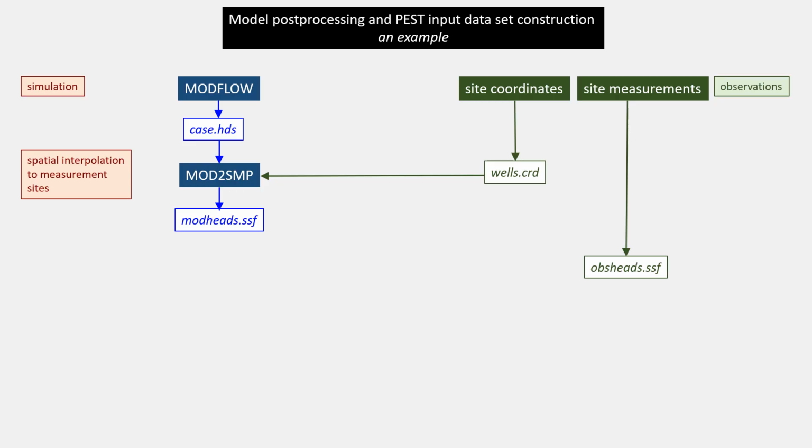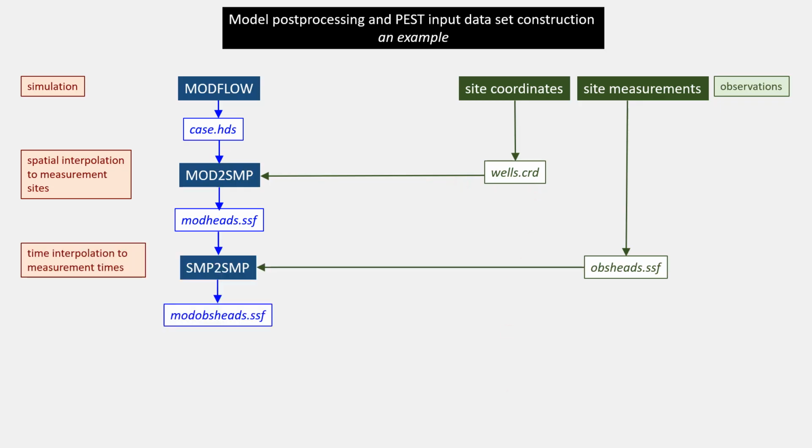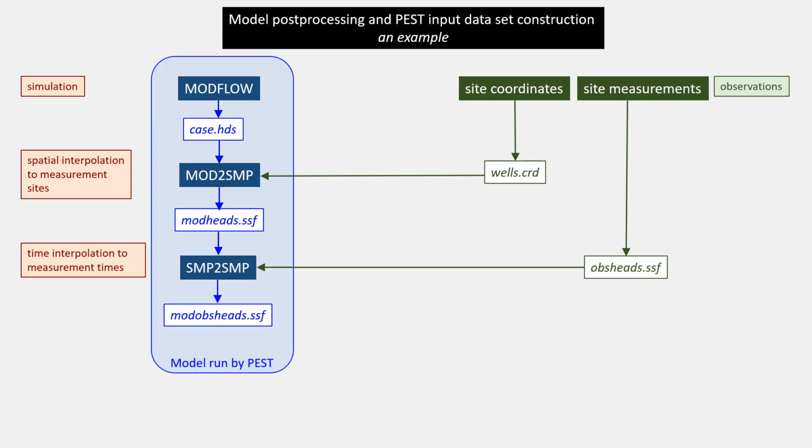In particular, it undertakes spatial interpolation from all the heads that are contained in this modflow output file to the locations at which we have head measurements. Then we might run another program, samp to samp, which undertakes time interpolation to the times at which we have head measurements. This then comprises the model that is run by PEST, or part of the model. There'll normally be some pre-processing utilities run ahead of modflow which take care of parameters.